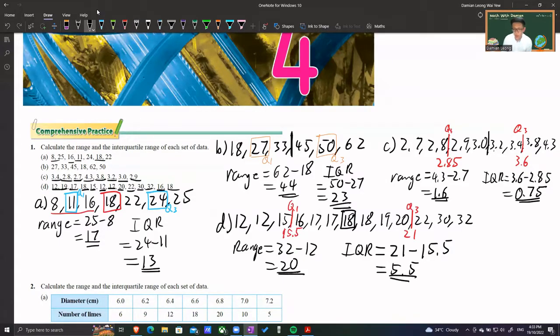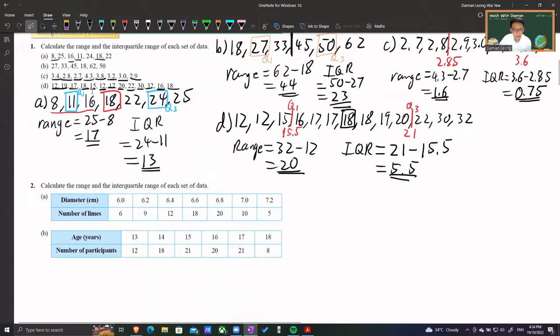That's the range and interquartile range for each of these values. So we always arrange in ascending order, find the middle, then to the left of the middle, find the middle of that, to the right of the middle, find the middle of that. That's the first quartile and upper quartile.